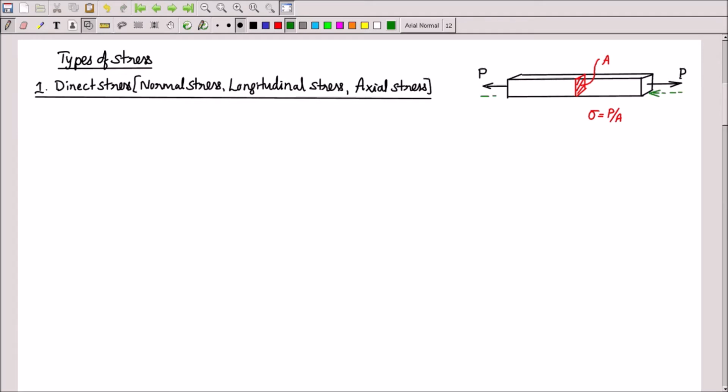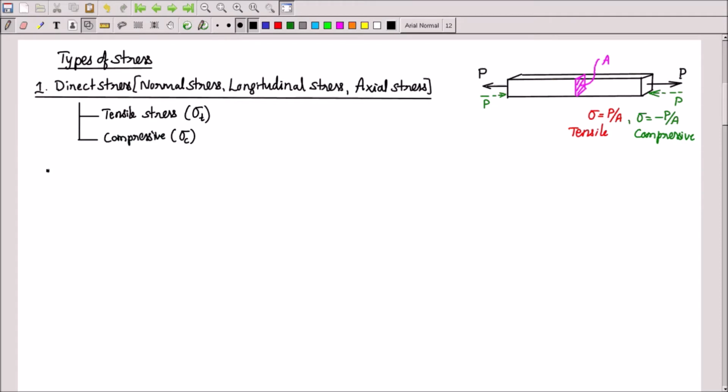If I reverse the load like this, then sigma is equal to P by A. It will be taken as minus here because it is compressive. It tries to reduce the dimension of the bar. Since it is compressive, a negative sign is used. So this is compressive stress, and the first one is called tensile stress. So direct stress can be tensile or compressive. Direct stress can be defined as the stress developed, or intensity of resistive forces developed, inside the material against the direct normal load applied.